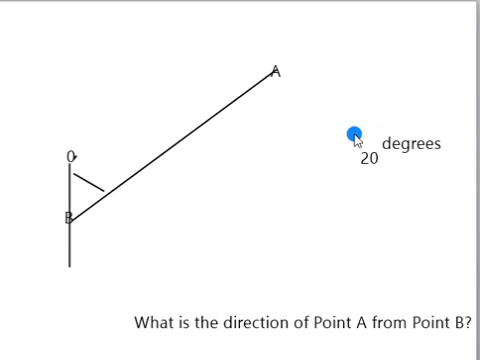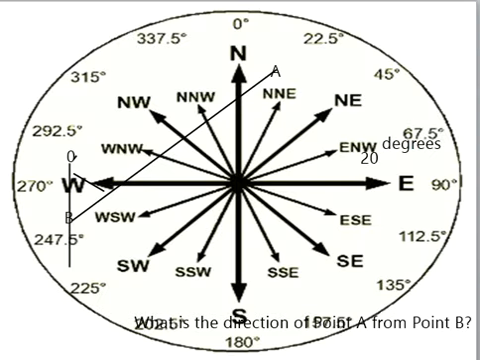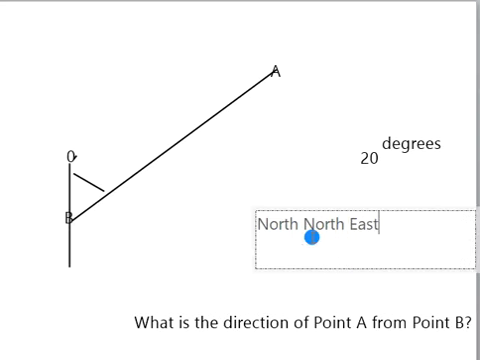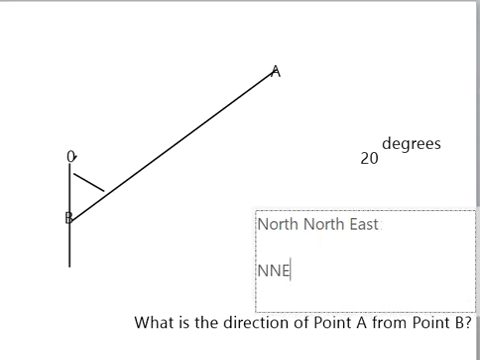But if the question asks for the direction, you will equate where 20 degrees is in terms of cardinal points. And if you remember this diagram, 20 degrees will correspond closer to north-northeast. So your direction will be north-northeast, or you could also put the abbreviation NNE. So that is how you find the direction, whether using the compass direction cardinal points or the compass bearings between 2 points.